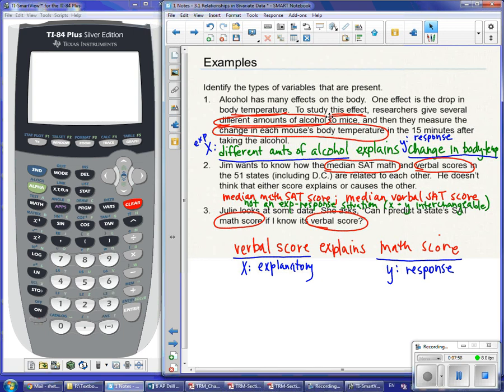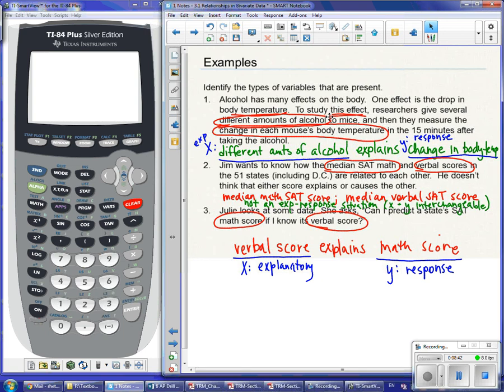Not in that setting. However, in number 3, Julie is looking at some data, and she asks the question, can I predict a state's SAT math score if I know the verbal score? And the lens that she's looking at, or the perspective that she's using, is an explanatory-response situation, where the verbal score, she suspects, can explain the math score. And if that's the case, then the verbal score would be your X, or explanatory variable, and the response variable would be the math score. So it kind of depends on your purpose for the study, what you anticipate to be true, what your hypothesis is, and that will help frame how you're going to define your variables. But as you can see with problems 2 and 3, depending on our perspective, the way we assign the variables can change.